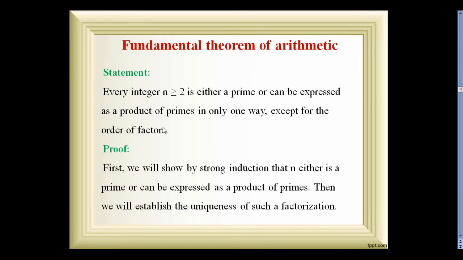So we'll see the proof. First, we will show by strong induction method that n is either a prime or can be expressed as a product of primes. In the first proof, we will prove this by strong induction. In the second proof, we will establish the uniqueness of such a factorization.